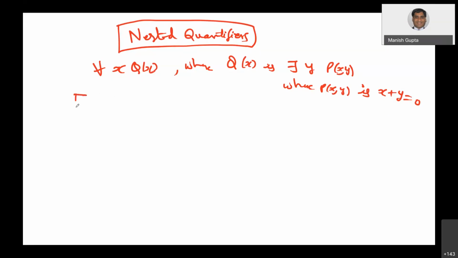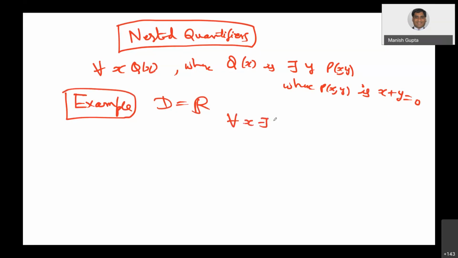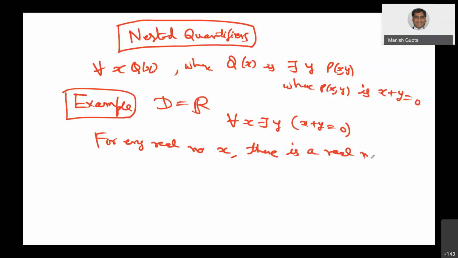If I give an example, you can see that if we take the domain to be the real numbers, then for every x there exists y such that x plus y is equal to 0. That means for every real number x there is a real number y such that x plus y is equal to 0.